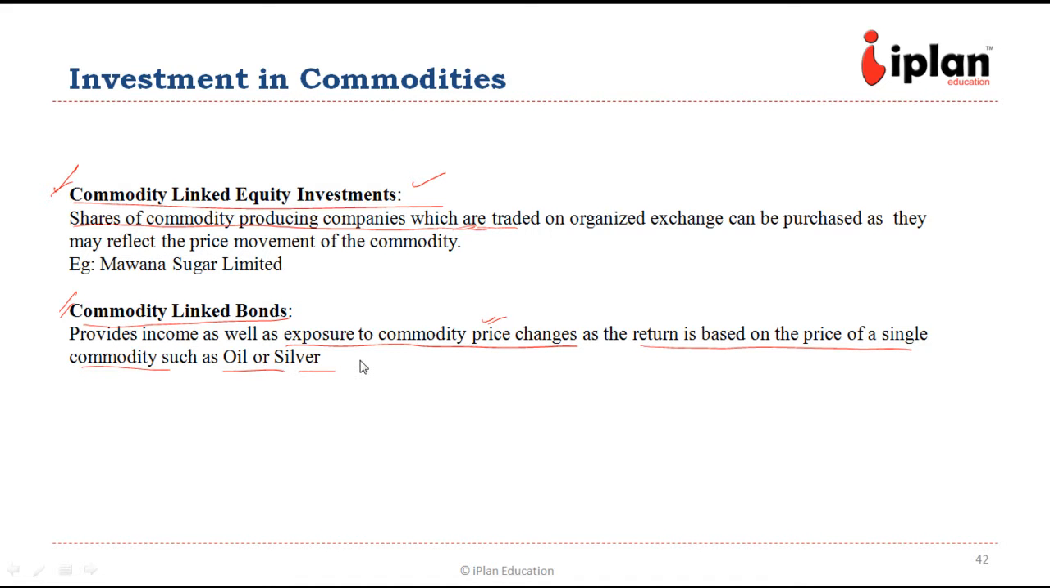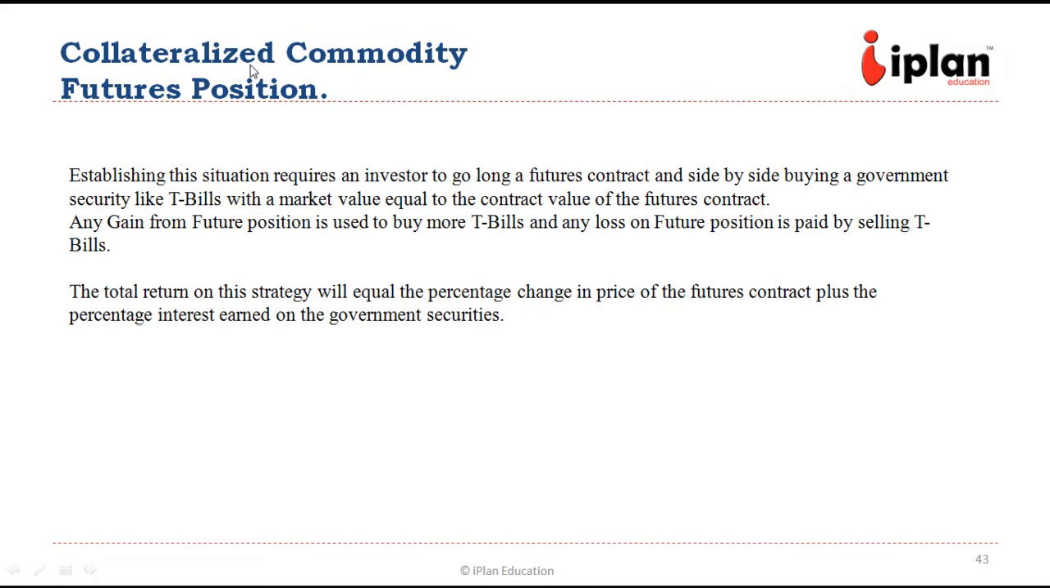There could be one more mechanism to have a position in commodities, which is the collateralized commodity futures position. In this situation, the investor goes long on the futures contract of that commodity, and in addition to that, he buys a government security like a treasury bill, where the market value of the futures contract is equal to the value of the treasury bill. So if there is any gain on the futures position due to a rise in the commodity price, that can be used to buy more treasury bills, and if there is a loss on the futures position, that can be paid by selling the treasury bill.